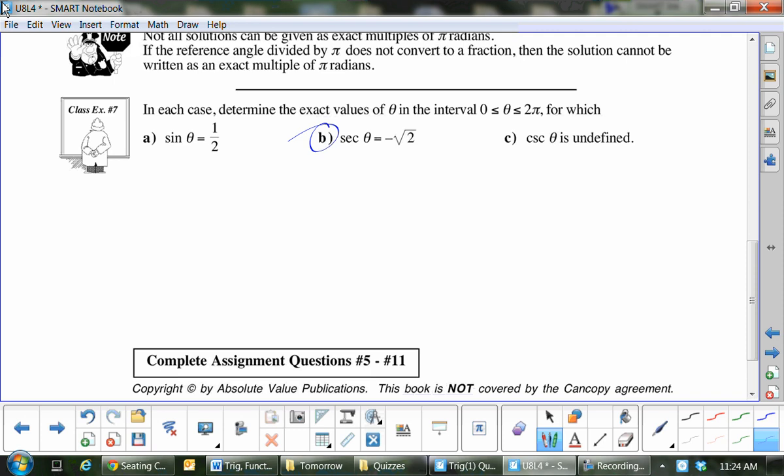Okay? Who's secant's buddy? Cos. So this is the same thing as cos theta equals 1 over negative root 2. Right? Now, remember how to rationalize the denominator. This is the same thing as negative root 2 over 2.